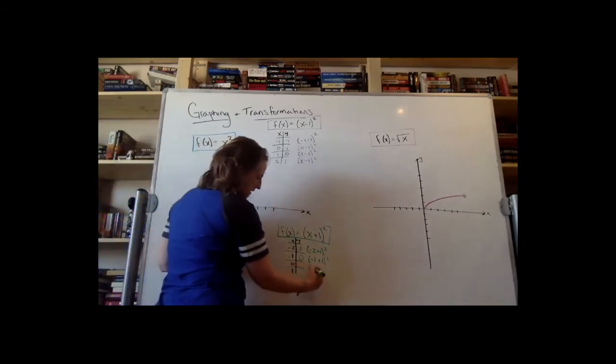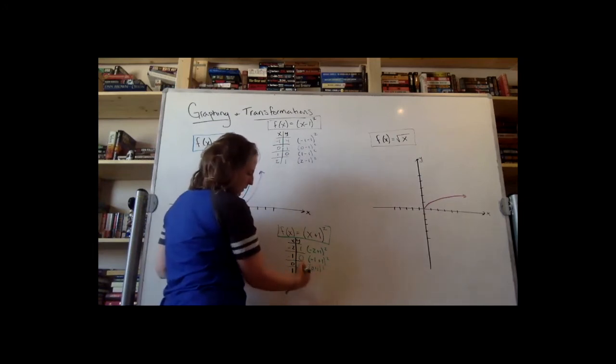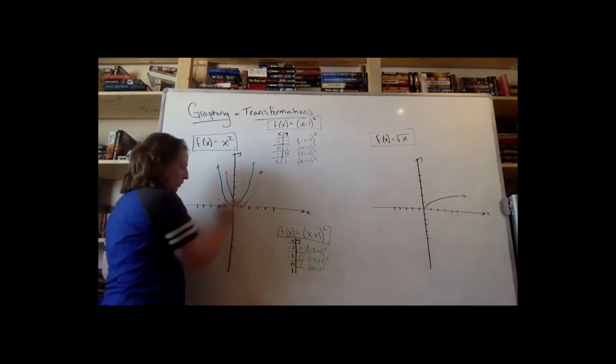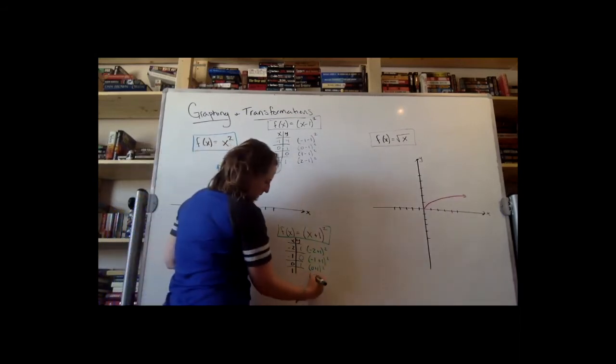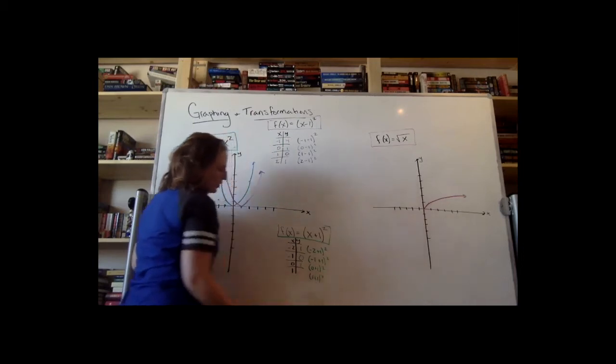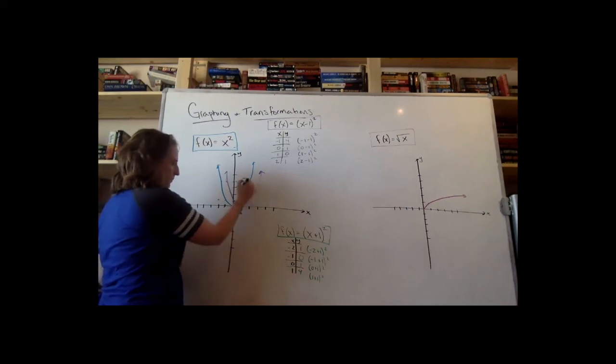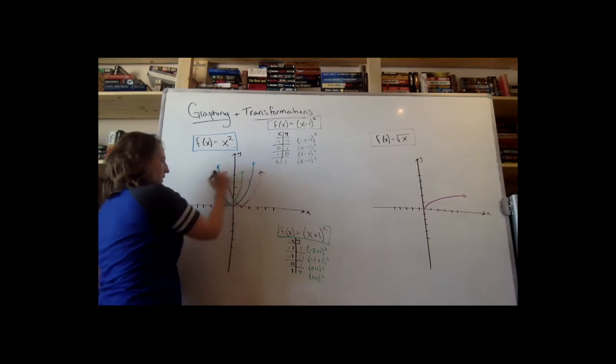Now let's plug in 0. (0 + 1) squared. 0 plus 1 is 1. 1 squared is 1. So I have the point (0, 1). And last, if we plug in 1, we'll have (1 + 1) squared. 1 plus 1 is 2. 2 squared is 4. So I have the point (1, 4). Okay, it's getting a little crowded, but let's see what happens when I plug that in.